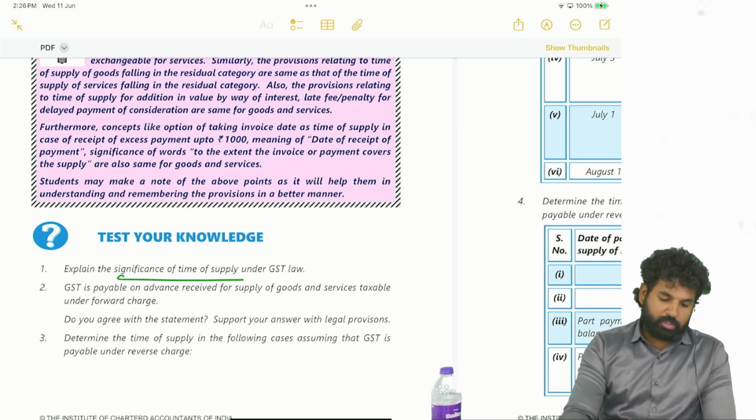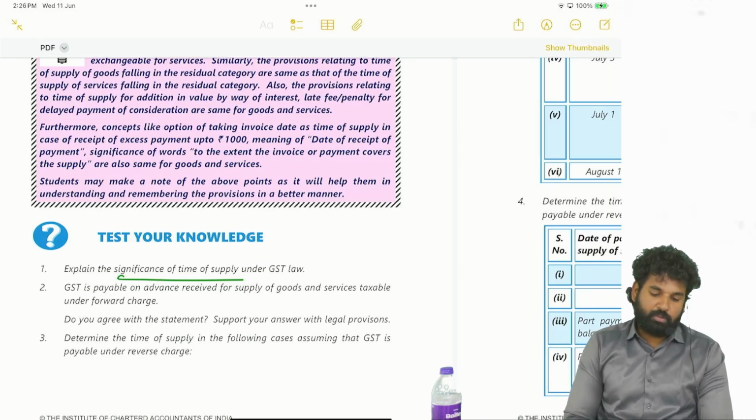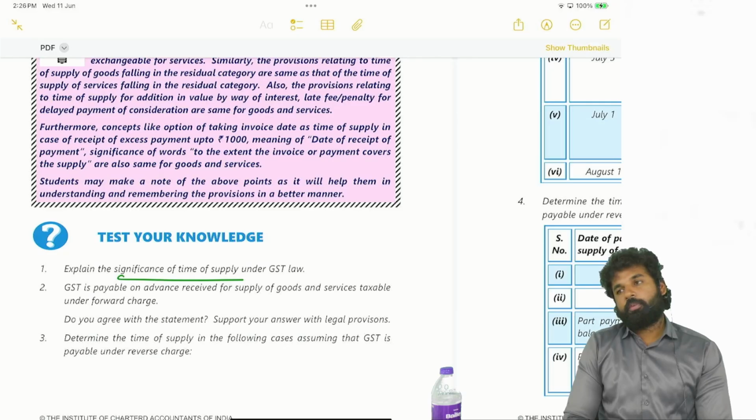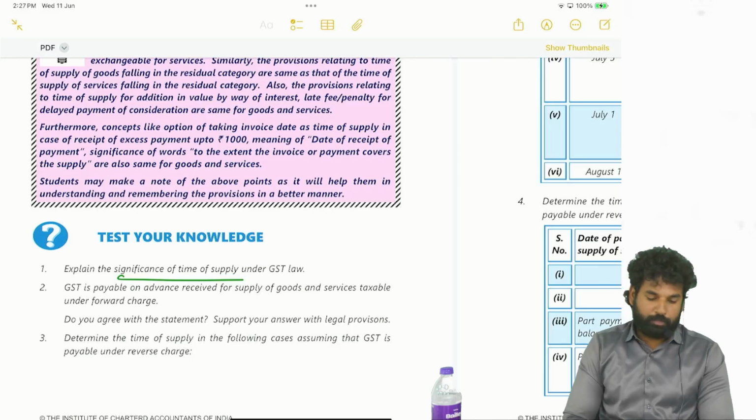Okay. So GST is payable on advance received for supply of goods and services taxable under forward charge. Do you agree with the statement? No? Okay, why? On advance for the supply of services, GST is payable. On advance for the supply of goods, no, GST is not payable, except for specified actionable claims. Okay, right.